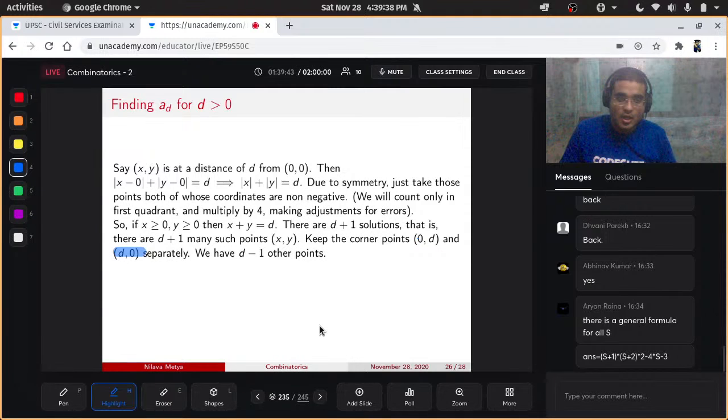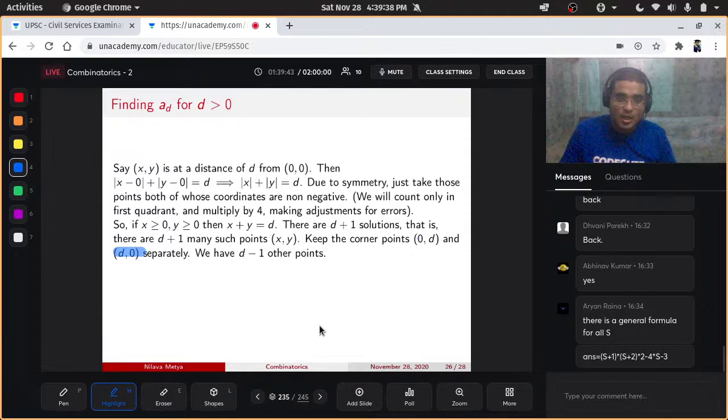How many other points did I not include? I did not include this. I did not include this. I did not include this. And I did not include this. So these lines account for d minus 1 each. So 4 lines, 4 times d minus 1, and 4 points.